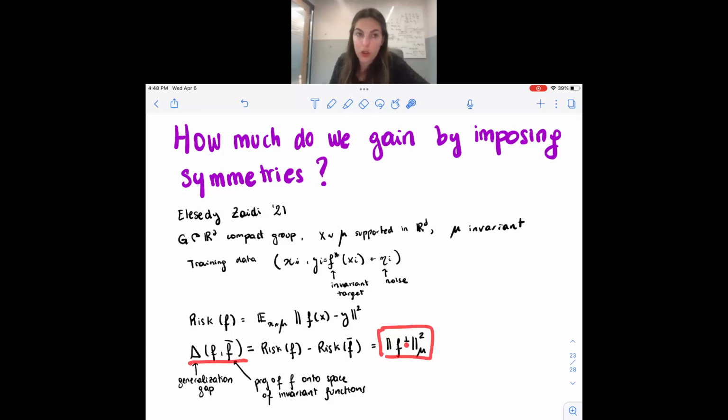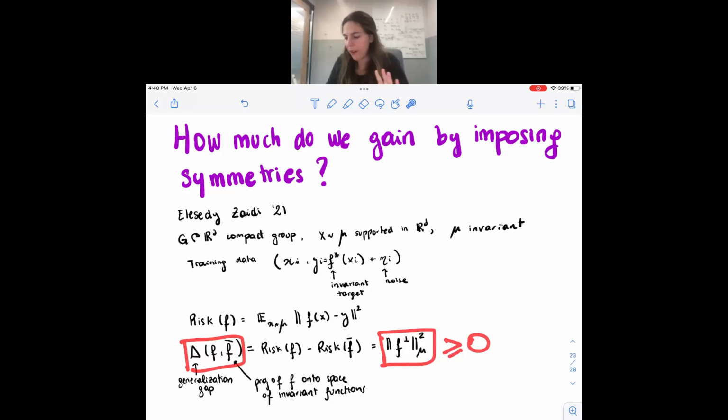So this is a mouthful, but the fact that they can compute the generalization gap and it's some norm tells you that it's greater than or equal to zero. And so one of the ways to think about this is to say that imposing the symmetries always gives you smaller error, at least in this compact group case. This is something that you can quantify. There's something that you gain, it can be quantified, and it's greater than zero.